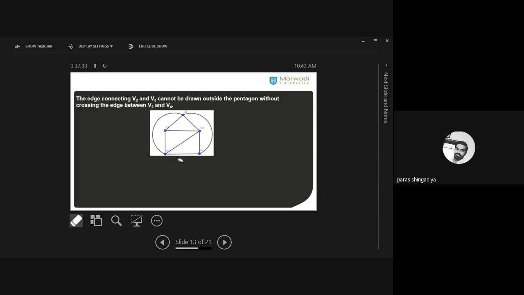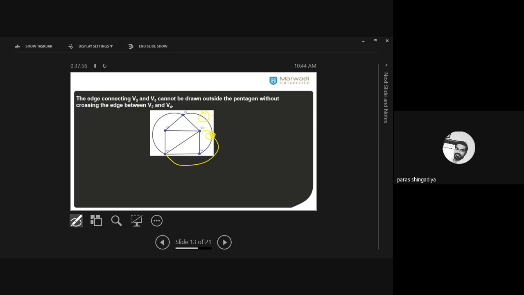V3 and V5 cannot be connected from the outside part. It is not possible to connect V3 and V4 from the outside of the pentagon. It will cross here. If you consider the upper part, then it will be crossed with this edge also. So we cannot connect V3 and V4, V5 from the outside of the pentagon.